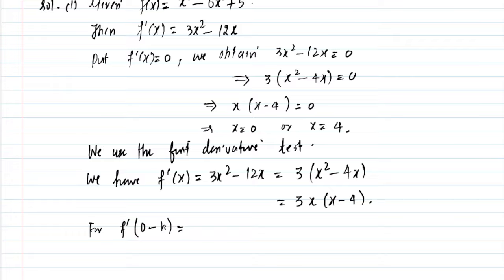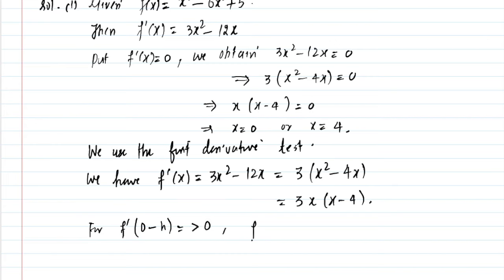So when we have 0 minus h, that means we have to substitute a negative quantity for this x here. If we put x equal to some very small but negative quantity, this 3x becomes negative. Now here, if we again put a negative quantity, this becomes negative minus negative, which is negative. So negative into negative becomes positive. Therefore this becomes greater than 0.